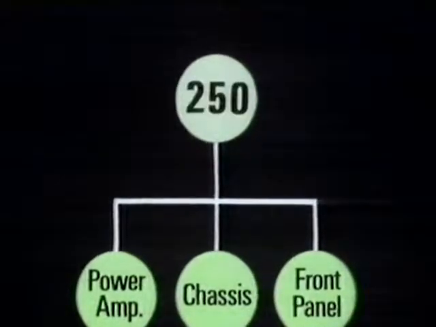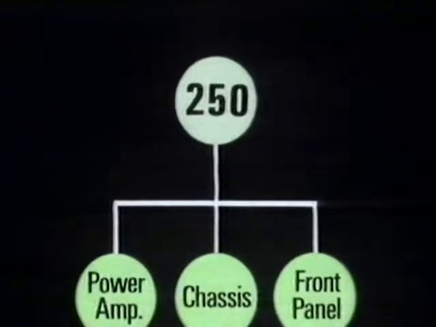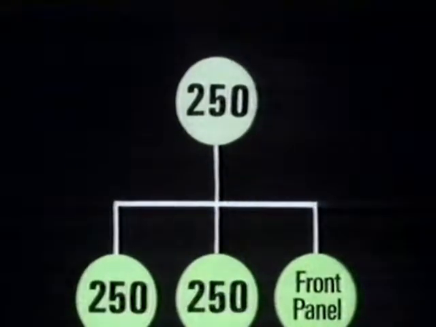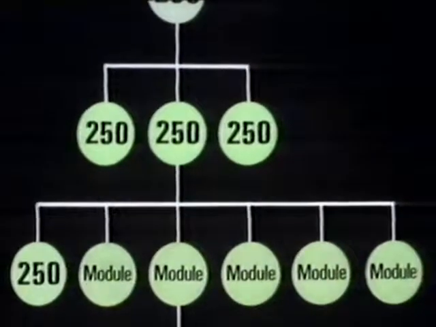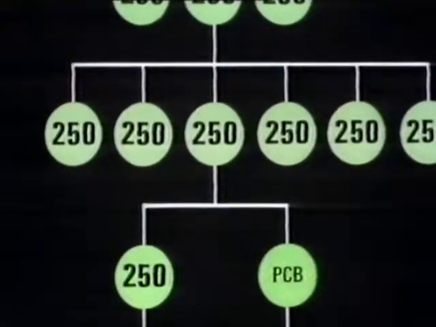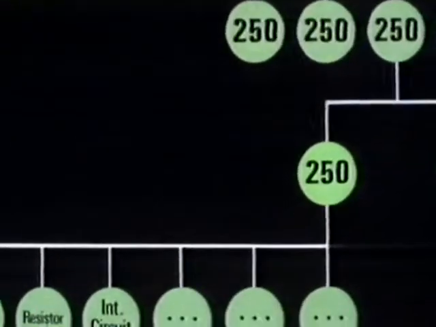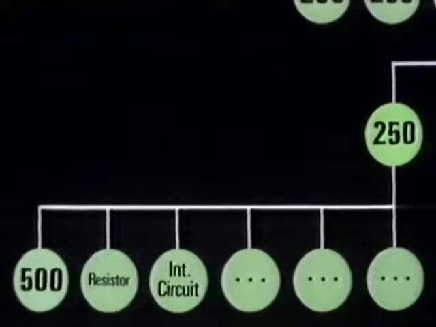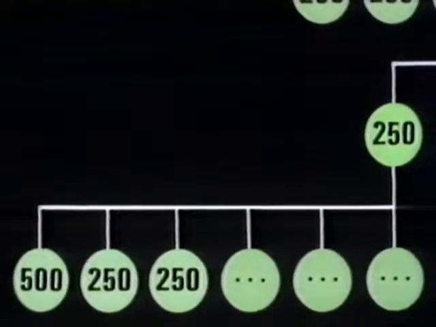RACAL want to make 250 radios. The quantities in the next level show that they need 250 amplifiers, 250 chassis and 250 front panels. That's 250 of each of the modules, and 250 of each printed circuit board. So to start manufacturing these circuit boards, they need 500 coils, 250 resistors, 250 integrated circuits, and so on. Now, RACAL can begin to compile their shopping list.